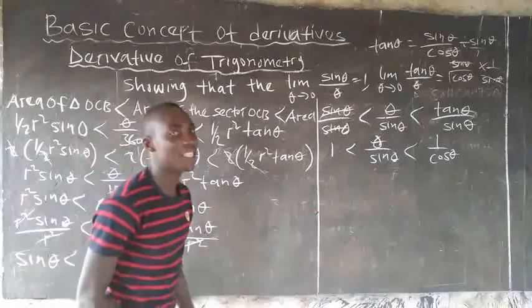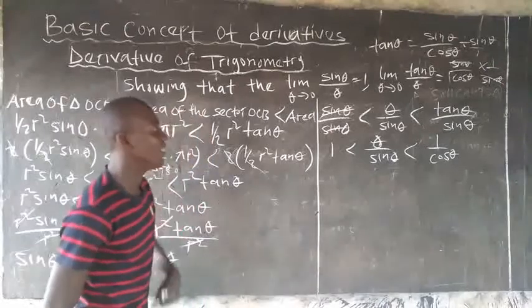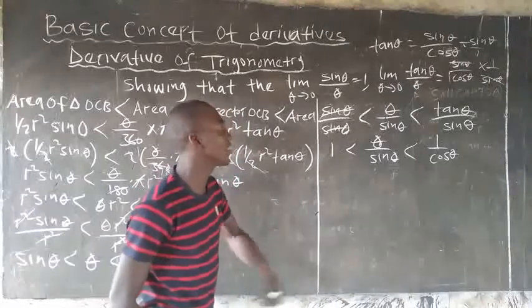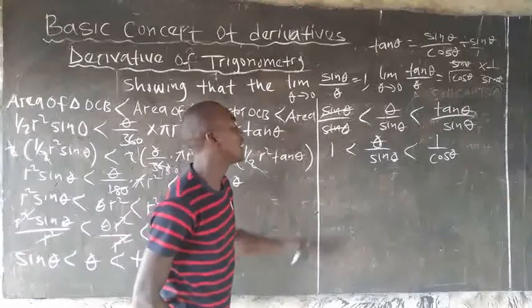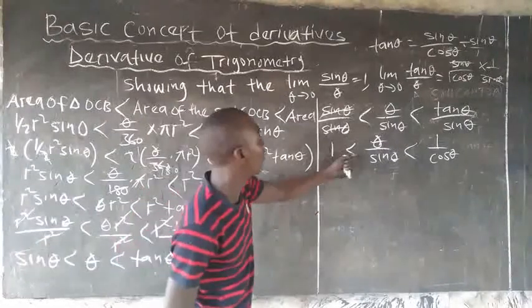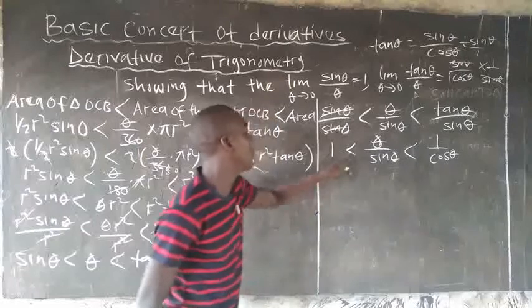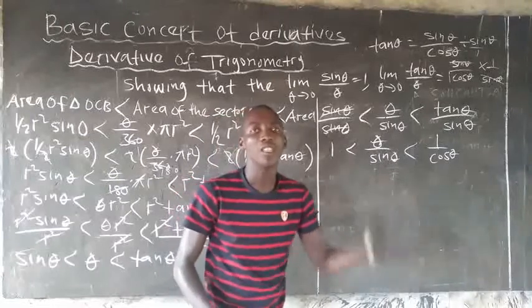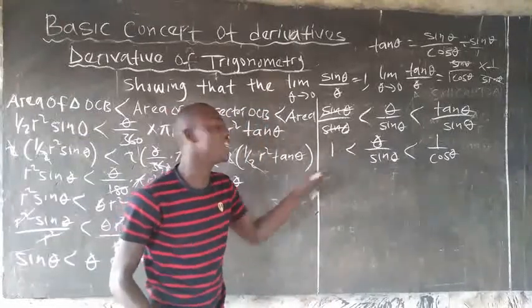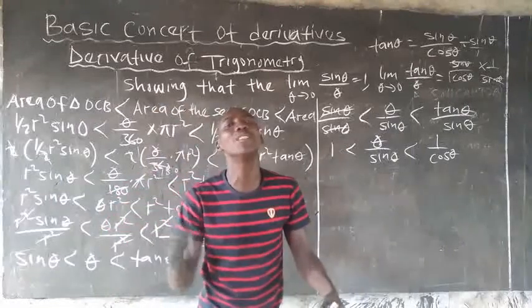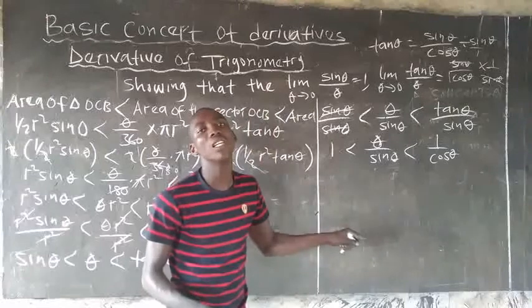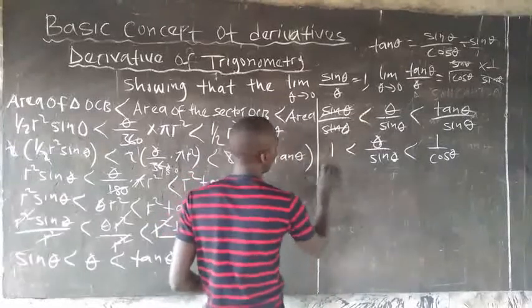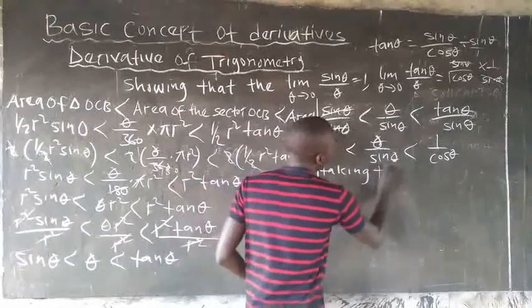Now the next thing is for us to take the reciprocal. And in the process of taking the reciprocals, the sign we change from less than to greater than. The sign of the inequality we change. Two things: if you are taking the reciprocal, the sign of the inequality will change, and if you are also dividing by a negative, the sign of the inequality will change. So take note of that. So taking the reciprocal. Let me write this. Taking the reciprocal.